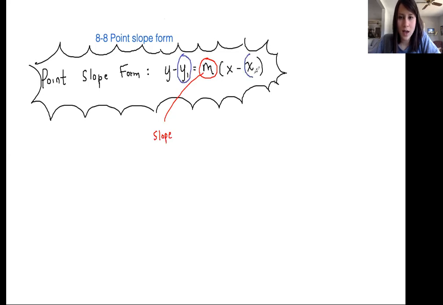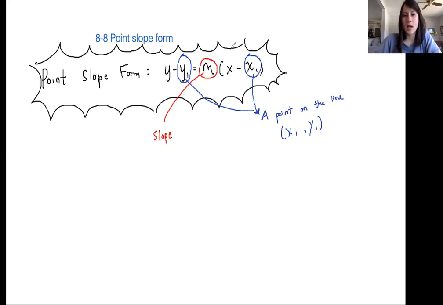Y1 and x1 are coordinates of a point on the line. And so the point is going to be x1, y1. So don't think that this 1 is a comma. It's actually a number, x1 and y1.